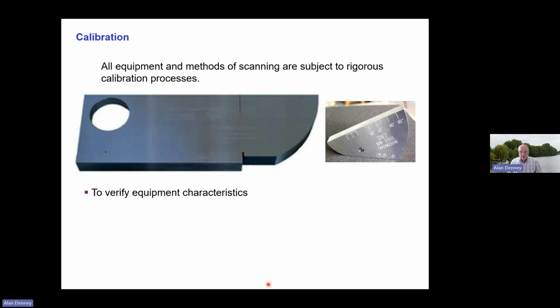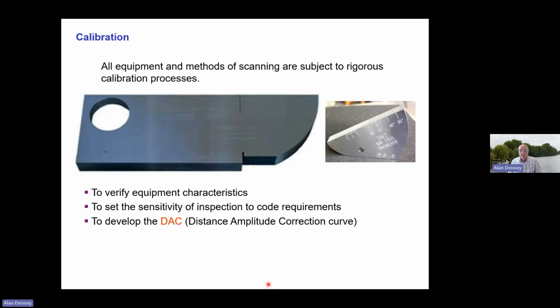I'm not going to go into this in a great deal of detail, but anybody doing manual UT will come armed with all their calibration blocks, and that is to verify, first of all, the equipment and the probe characteristics, to set the sensitivity of the inspection in accordance with the code that's being worked to, and a set of blocks are used to develop something called the distance amplitude correction curve.